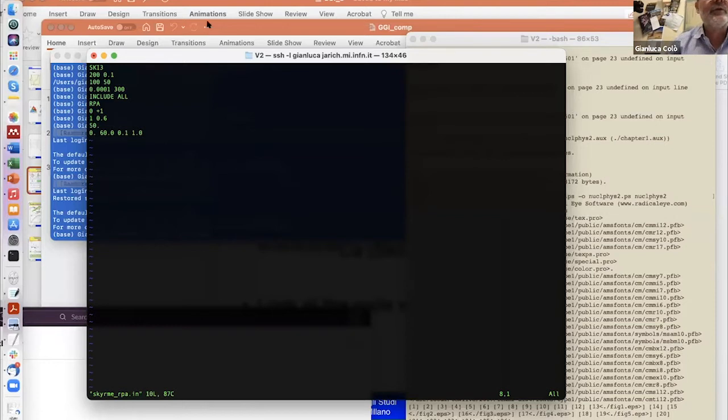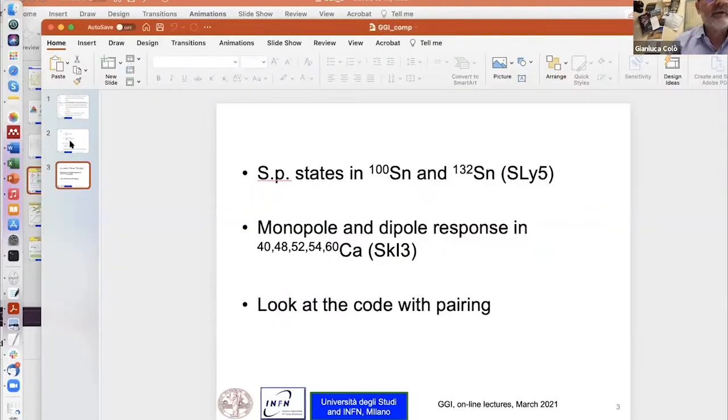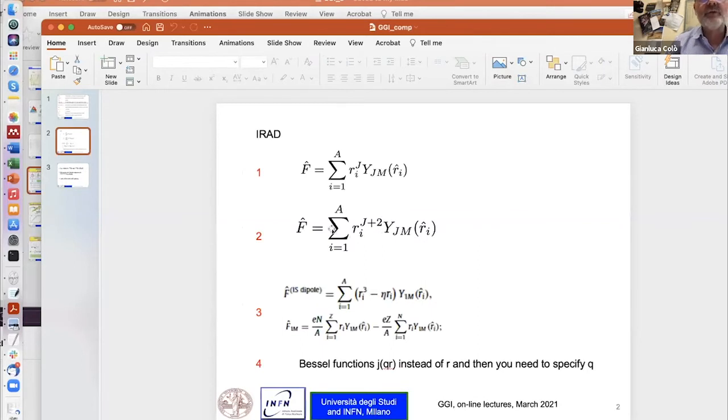Okay, let me show again my slide. In the case of 0 plus, you have to use this operator with IRAD equal 2, because if you take 0, it is another special case, the monopole. Y00 is a constant, so it's 1 divided by 4 pi. And if you take R to the 0, you get basically no excitation, right? So you have to change this in some way.